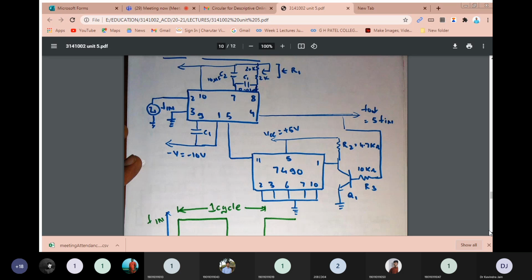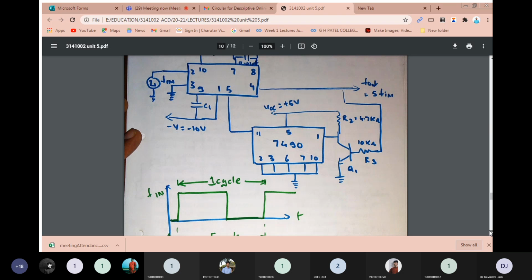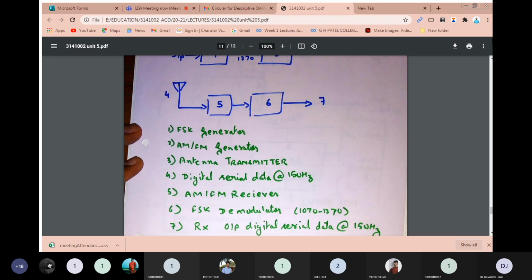If you are using a fixed divider, there is so much difference over there. Further explanation would be done in our next lecture about the frequency multiplier, FSK circuit and its principle of operation.